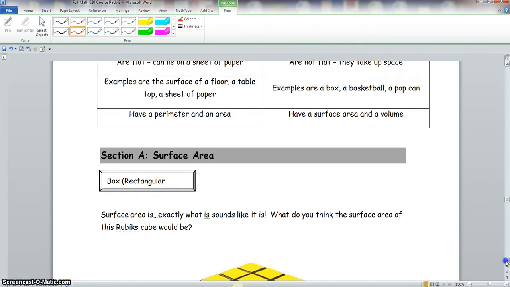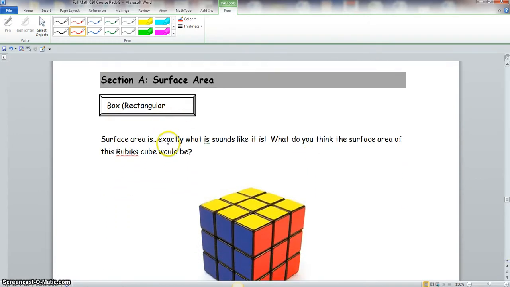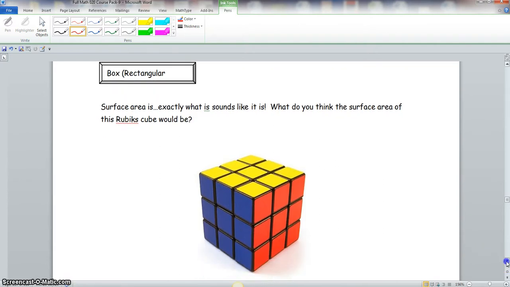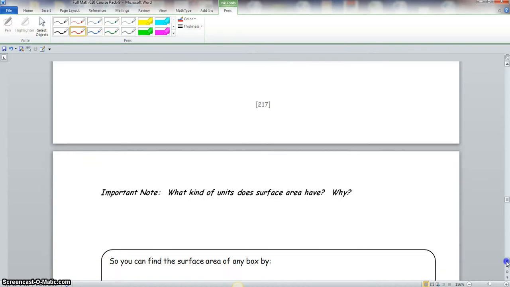Now we come down here to section A, surface area. Surface area is exactly what it sounds like it is. What do you think the surface area of the Rubik's Cube would be? Now that's something for you to ponder a little later. We're going to scroll down here to the next page.